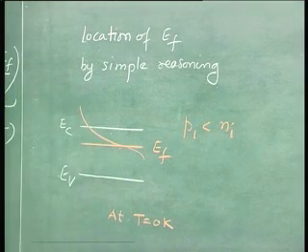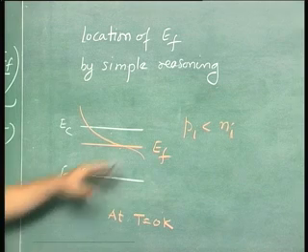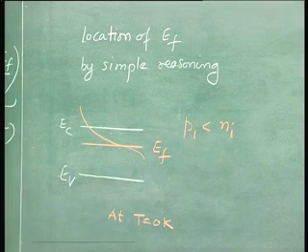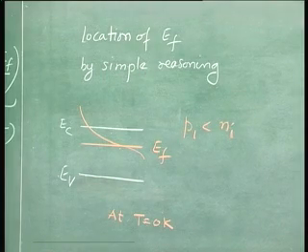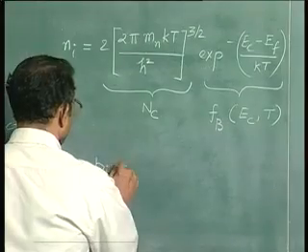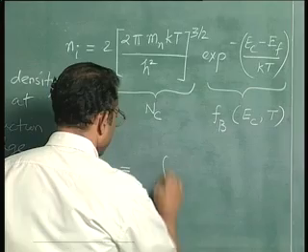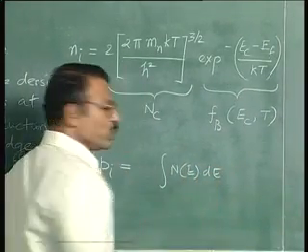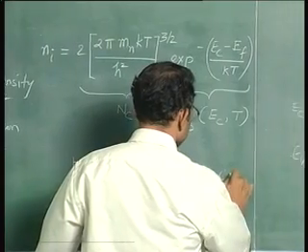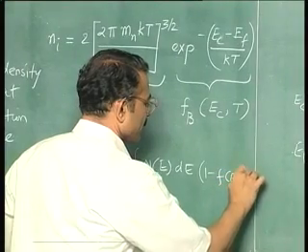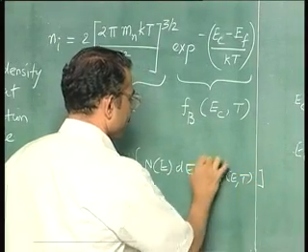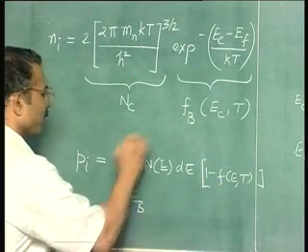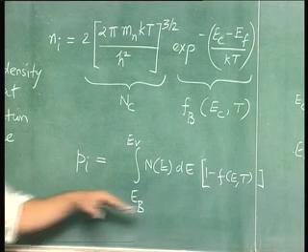For EF very close to the conduction band, this will be the result. How do you show that? That is very simple. The number of holes is given by Pi equal to integral Ne dE into 1 minus Fe, integrated over the valence band edge. This is the formula for Pi.